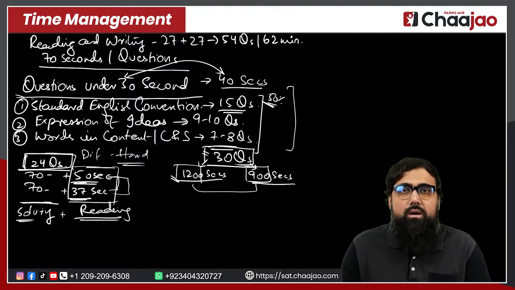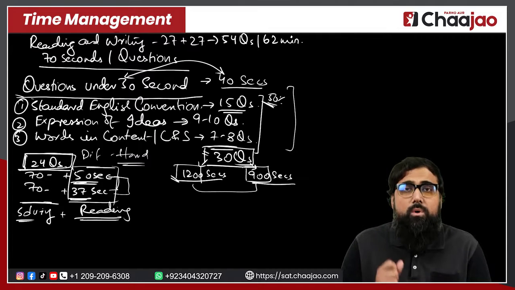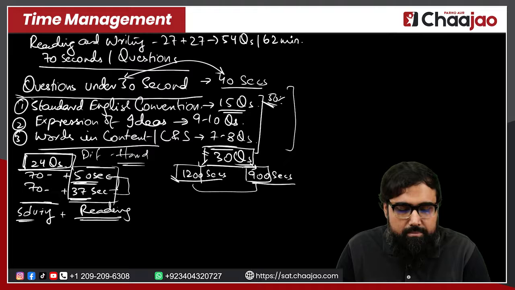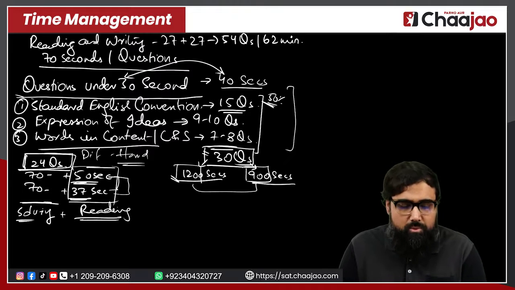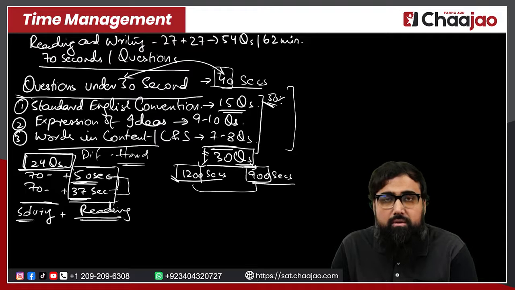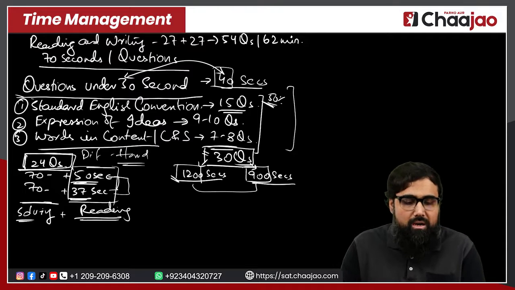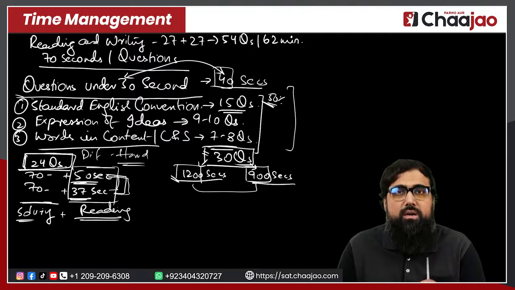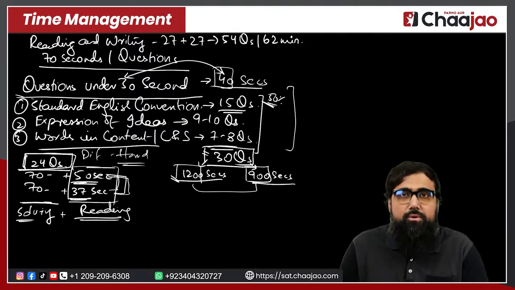So work hard on your grammar questions, work hard on the standard English convention questions, work hard on the transition questions, and just make sure you have a solid vocabulary foundation so that you can work on the vocabulary words in context questions as well. If you do that, and if you can solve them within the time frame that I have told you, you can get an extra 37 to 50 seconds for every lengthy question that is left. So that is how you can go about it.